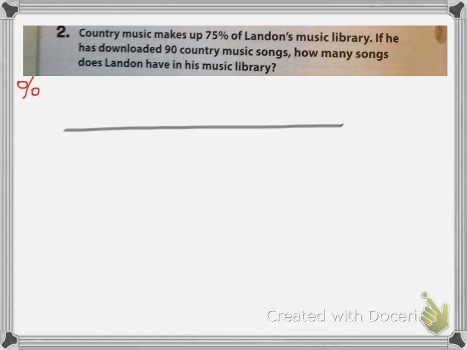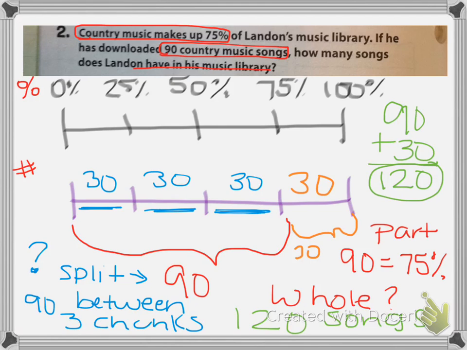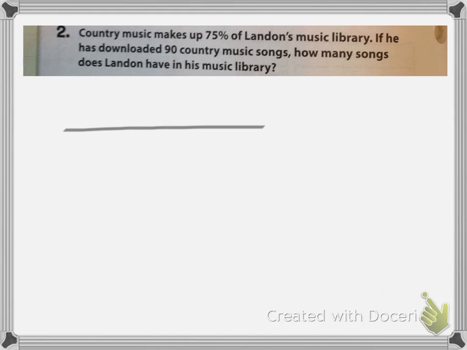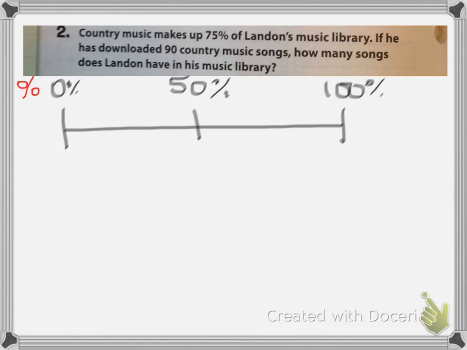So the first thing I'm going to do is draw my percent number line. Let's get back there. Sorry about that. So I'm going to draw my percent number line. I'm going to label it 0 and 100%. And again, because it's 75%, we can do this in 25% increments. So we're going to label 50, 25%, and 75%.